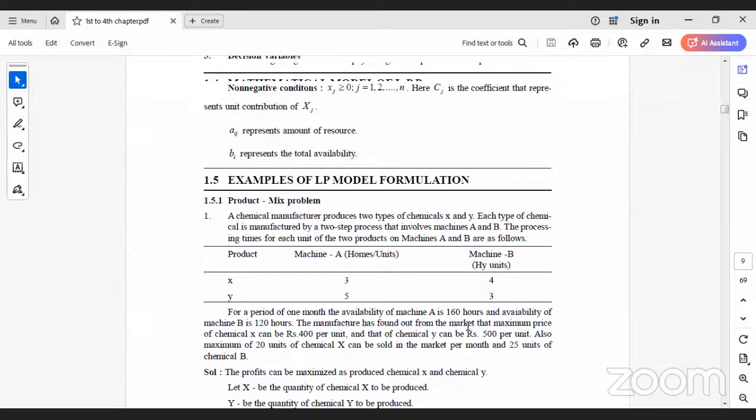So for an example of model formulation, we have to take one example here. Mixed problem. A chemical manufacturer produces two types of chemicals, X and Y. Each type of chemical is manufactured by a two-step process that involves machines A and B. The processing times of each unit of the two products on machines A and B are as follows. Product X and Y: machine A 3.5, machine B 4.3. They are given that for a period of 1 month, the availability of machine A is 160 hours and the availability of machine B is 120 hours.